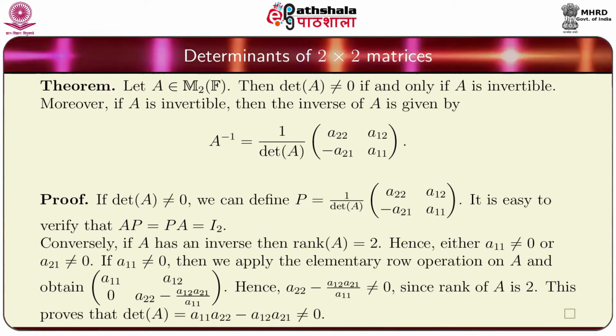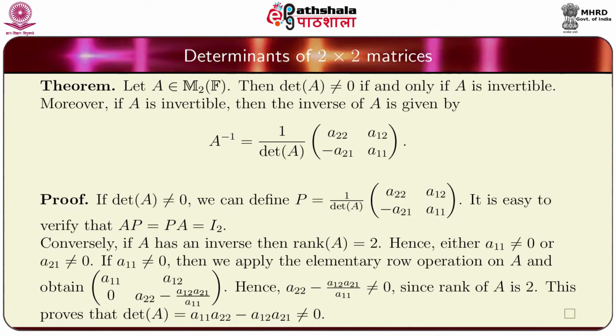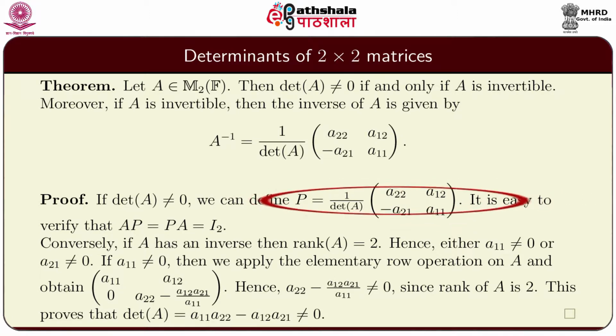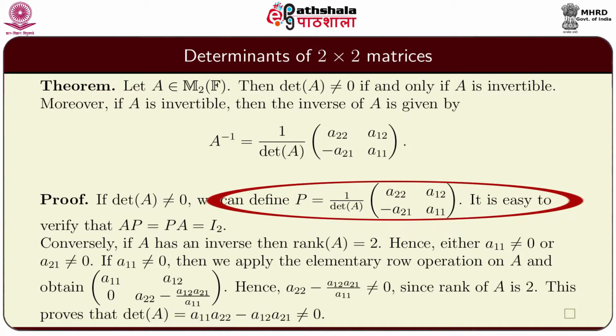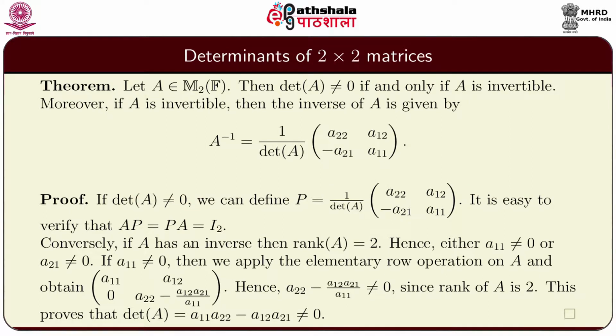Suppose that det A is not 0, then the definition of 1 by det A multiplied by the matrix with rows (A22, minus A12) and (minus A21, A11), which we call P, makes sense. And if we multiply the matrices A and P from left and right, then we get AP is equal to PA is equal to I2, that is the 2 cross 2 identity matrix. Therefore, P is the inverse of the matrix A.